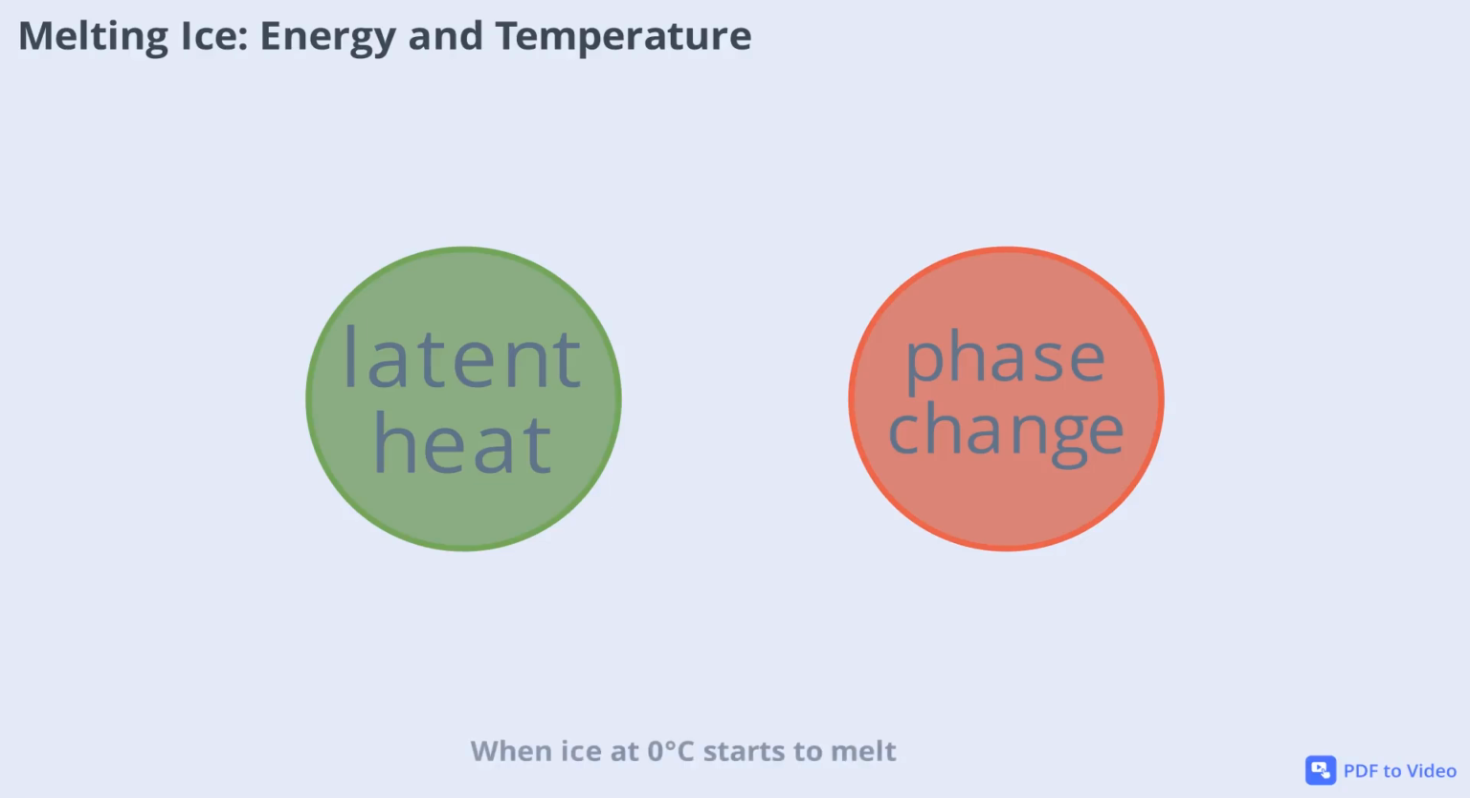When ice at 0 degrees C starts to melt, what happens to the energy and temperature? This question tests your understanding of latent heat. As ice melts, energy is absorbed but the temperature remains constant until all the ice has turned to water. We'll discuss the concept of latent heat of fusion and why temperature doesn't rise during the phase change, even though energy is being supplied. This principle is key in many natural and industrial processes.